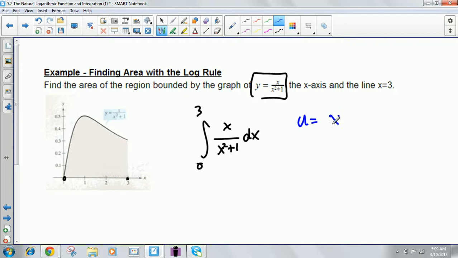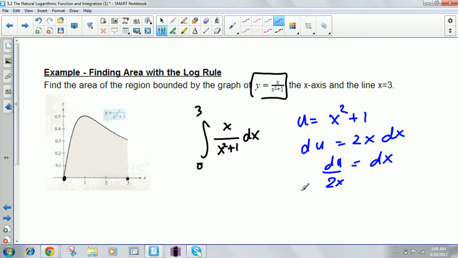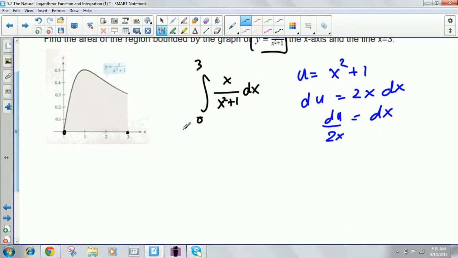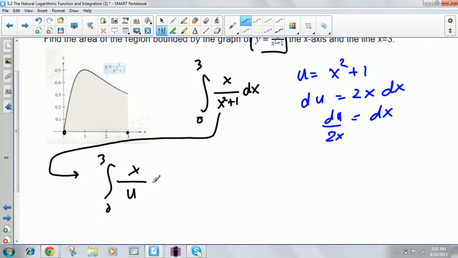So your u is going to be x squared plus 1, and then du is going to be 2x dx, and so then dx is du over 2x. Then when we do these substitutions, it'll still be from 0 to 3 of x over u times the du over 2x, and how nice, those x's will cancel, and everything's in terms of u now.